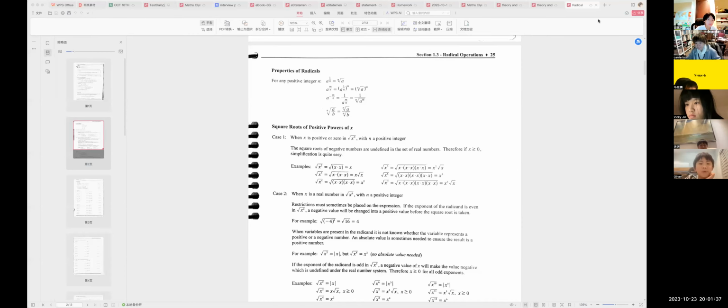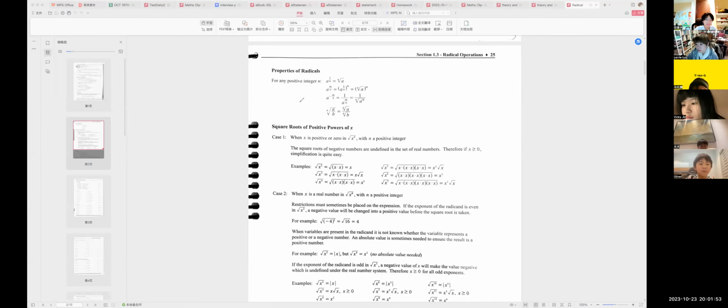Okay, so everybody, let's take a look at this one. So we have the square roots of the positive power of x. First of all, we just study the positive power. So there's no negative, but actually when we have the negative inside, there's nothing wrong at all.